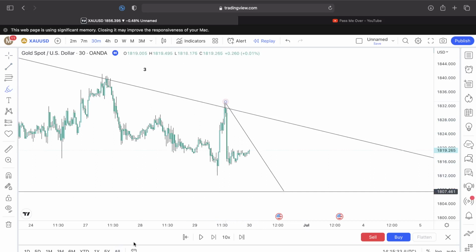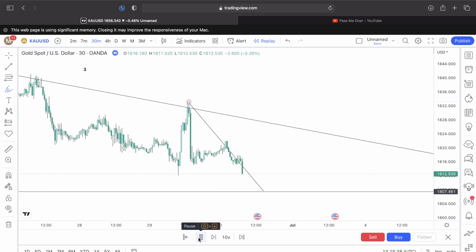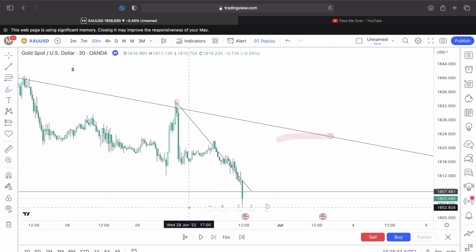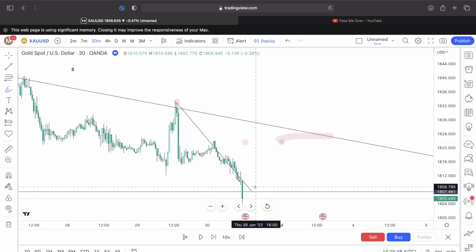And then again, structure. We play out, boom, it's going to break, and it's going to keep breaking. So yeah, I think that's it so far with support and resistance.